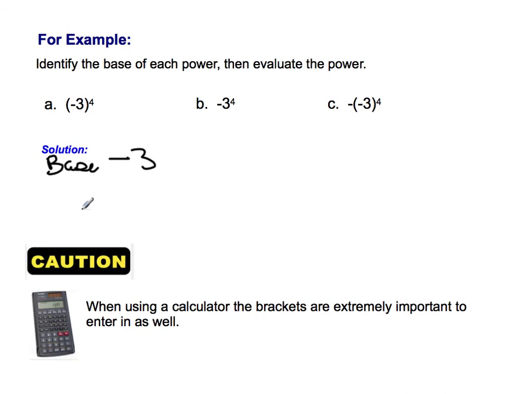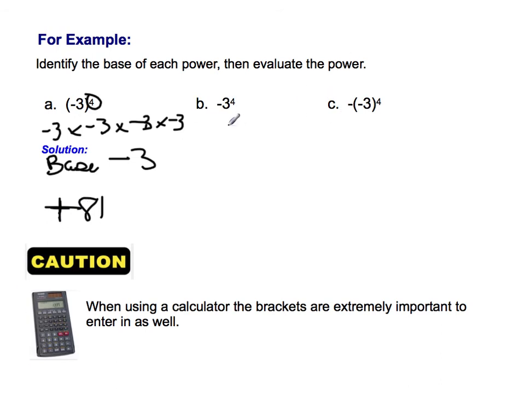Oh my goodness gracious, why am I being so brain dead today? So 3 times 3 times 3 times 3 is 81. And it would be positive because I have 4 of them. This would be saying -3 times -3 times -3 times -3. I have 4 of them, so it should be a positive product.